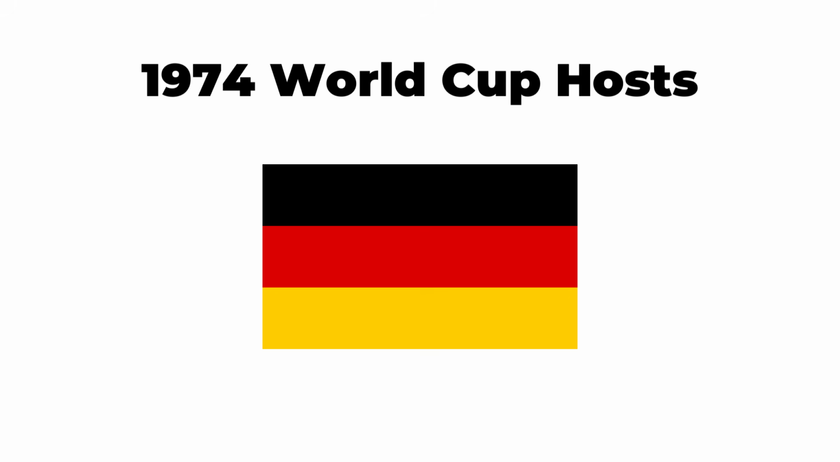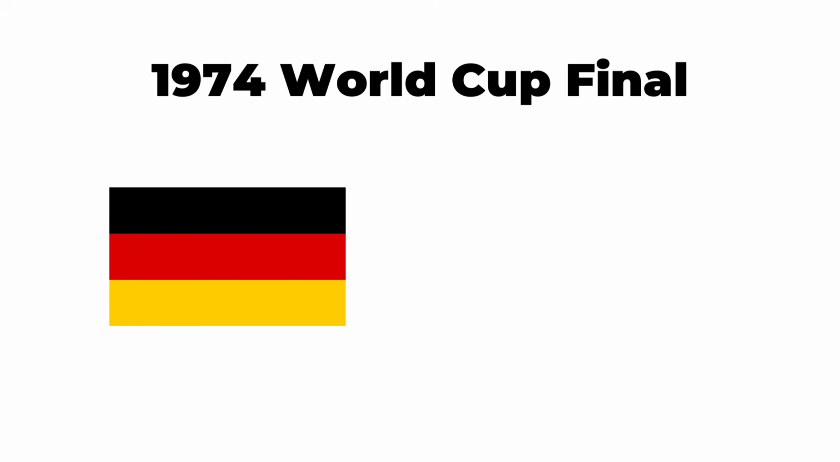1974. We're in West Germany now, and you may have realized throughout this video that the hosts do quite well in the World Cups. You guessed it, West Germany made it to the final, but it should have been Poland. It should have been Poland.